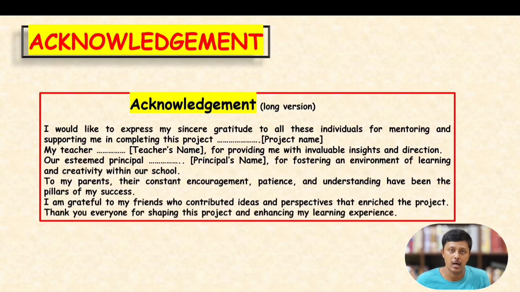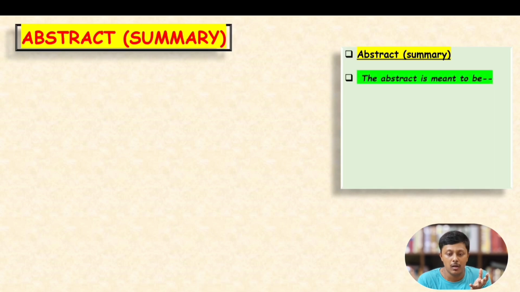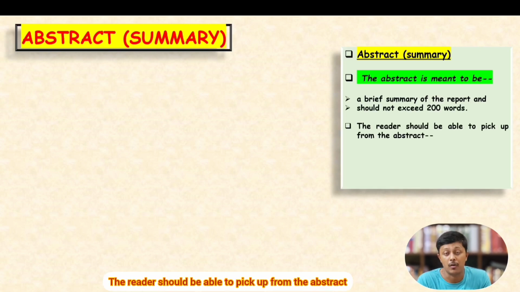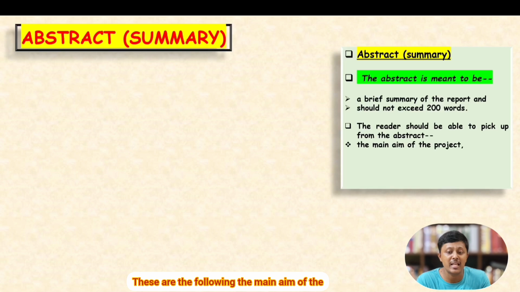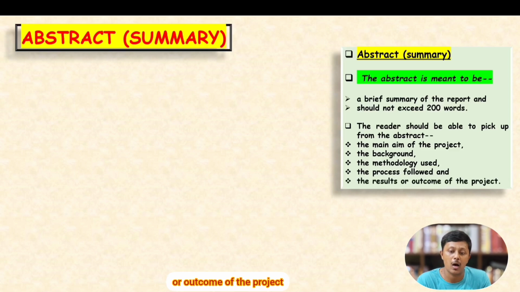So, in this way, either you write a short version of acknowledgement or the long version of acknowledgement, the basic parts will remain same. And after acknowledgement, there comes the abstract or summary. In summary, the abstract is meant to be a brief summary of the report and should not exceed 200 words. The reader should be able to pick up from the abstract the following: the main aim of the project, the background, the methodology used, the process followed, and the results or outcome of the project.